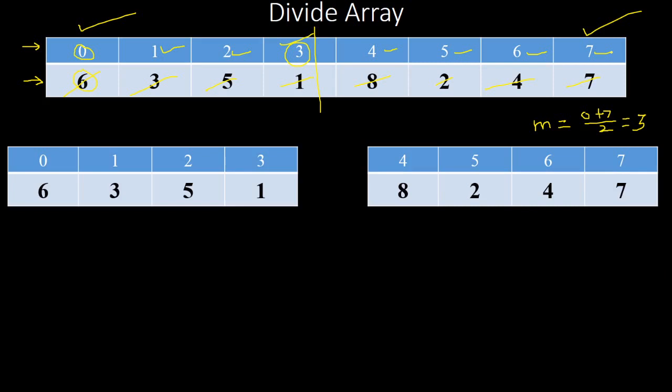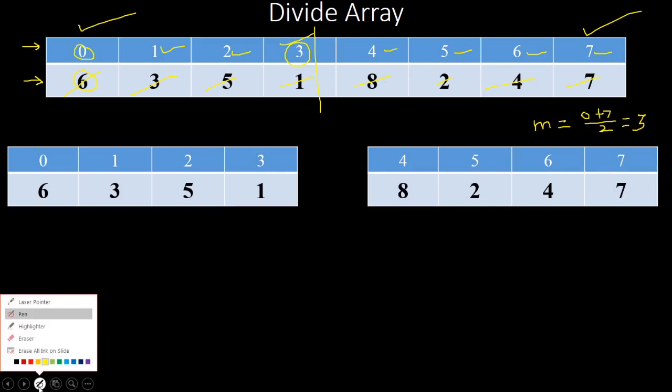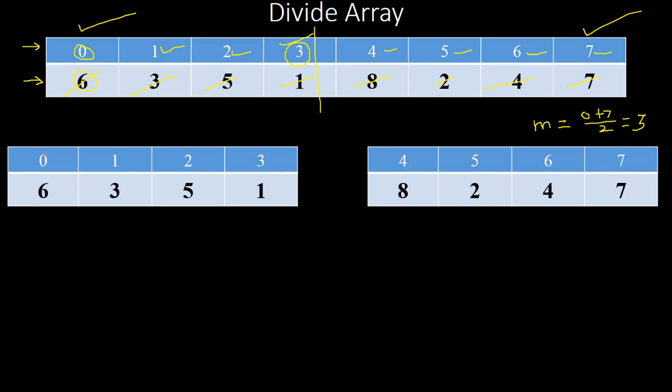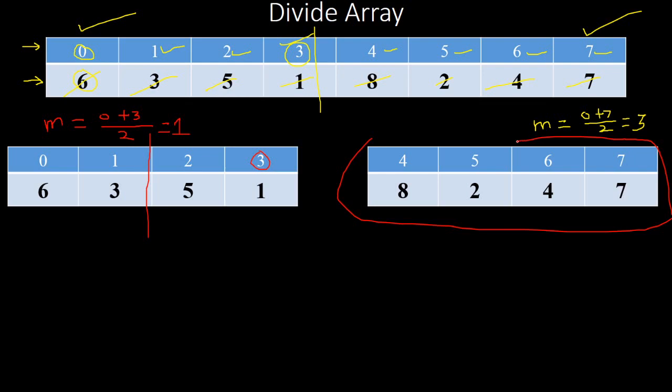Now we follow the same procedure to divide the array into two parts. Again we calculate the middle of the first half using the same formula: mid is equal to low, 0, plus high, 3, divided by 2. 3 divided by 2 is 1. So we have got the middle position, and we again divide the array into two parts: index numbers 0, 1 and index numbers 2, 3. For the other part we will do the same logic and recalculate mid.